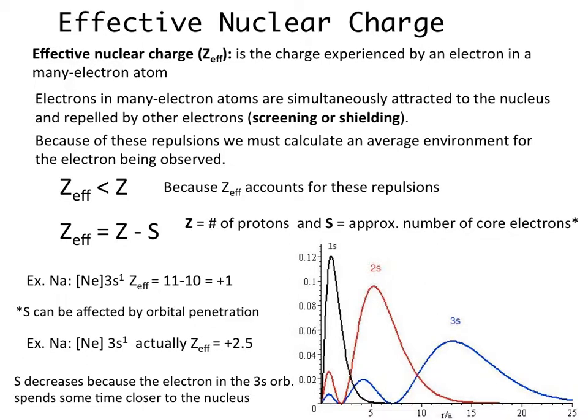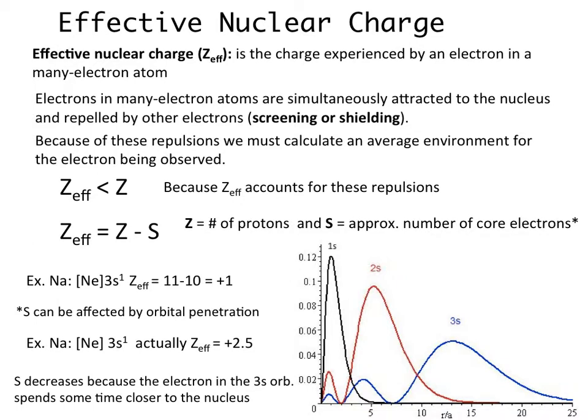Now, these repulsions would be very difficult to calculate in terms of individual effect, because each electron is positioned in a different location throughout the atom. So instead of calculating each individual repulsive force that's created, we just look at all of the contributing electrons as an average environment. Basically, that shielding or screening that's occurring is an assumed or calculated average environment.